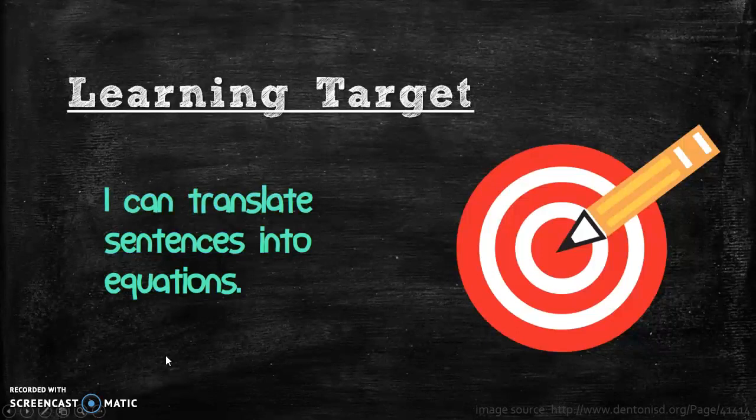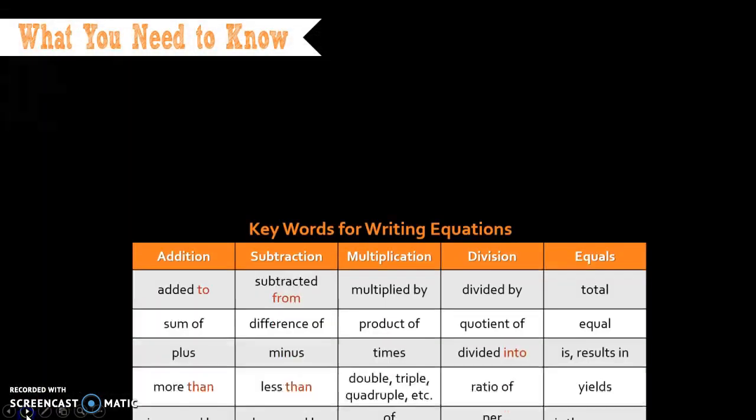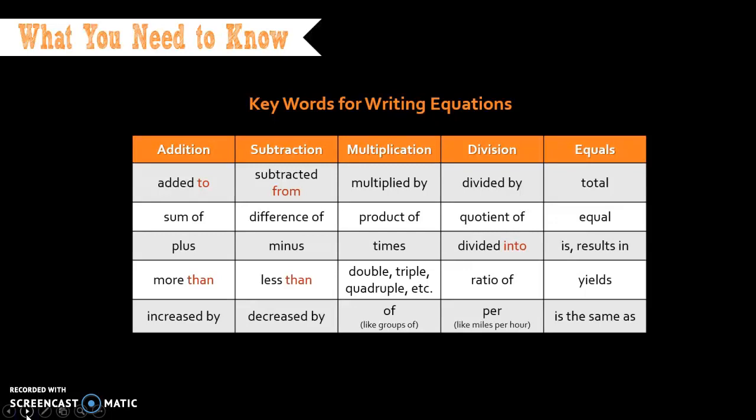I can translate sentences into equations. Here's what you need to know. The keywords for writing equations look a little bit like this. We have different keywords for different operations. We have these for addition: added to, sum of, plus, more than, increased by.